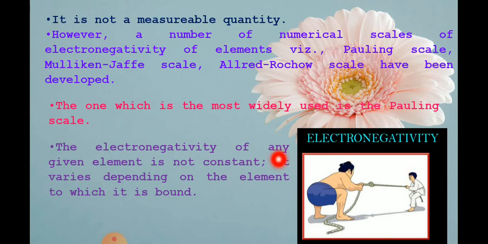And you know, this electronegativity of any given element is not a constant. The electronegativity of an atom varies. That is, the electronegativity of an atom depends upon what? It depends upon the element to which it is bound.